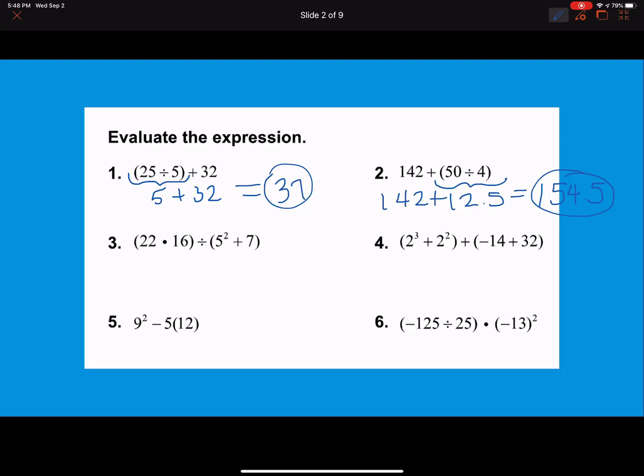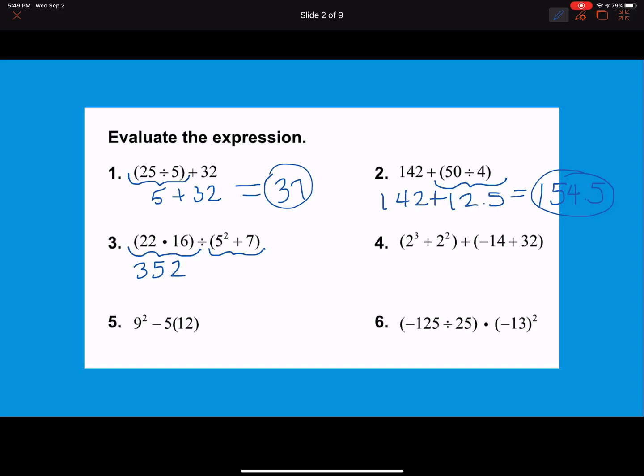Okay, number 3. Number 3 has a little bit more going on. I see 2 sets of parentheses. I also see an exponent. So thinking about our order of operations, we're going to work with those grouping symbols first, and you can start from left to right, just like you do when you move on to multiplication, division, addition, and subtraction. If I multiply 22 by 16, I'm going to get 352. And before I simplify the parentheses on this right side, I'm going to solve that exponent.